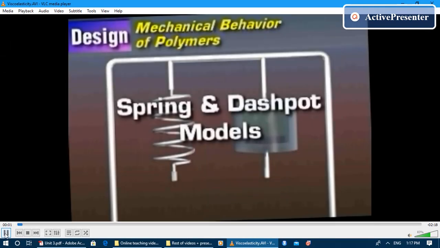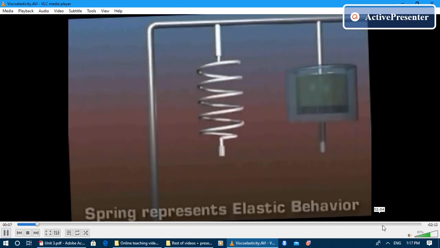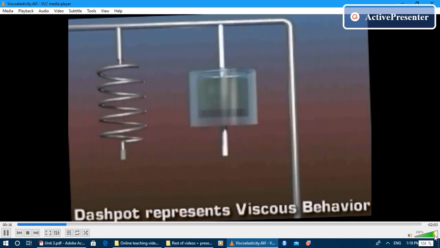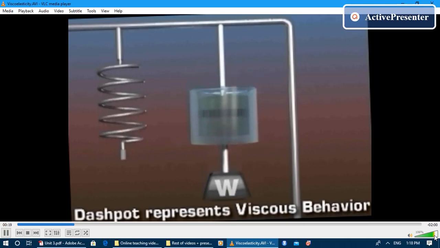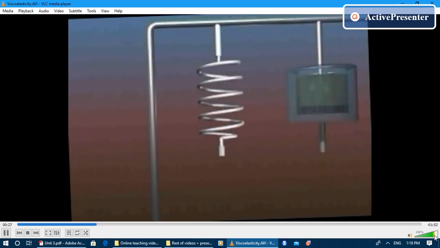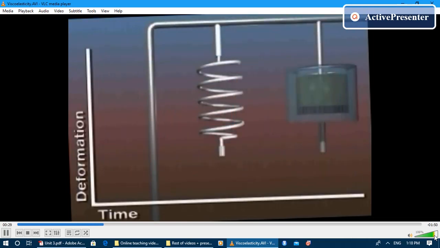Another method of understanding a polymer's behavior is the spring and dashpot model. The spring represents the elastic behavior of the polymer. The elastic portion of the model acts as a metal and has fully recoverable strain. The dashpot represents the viscous behavior of the polymer. The viscous portion of the model acts as a fluid and has unrecoverable strain. One way to understand the spring and dashpot model is by examining the behavior of the system with a suspended load. A graph of deformation and time helps you understand the mechanics of the system.